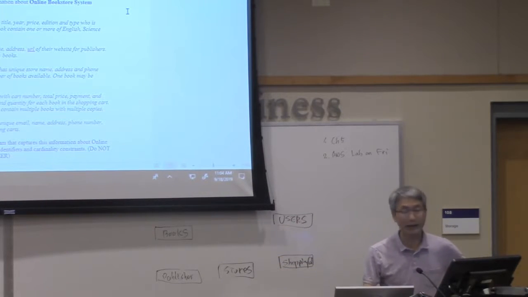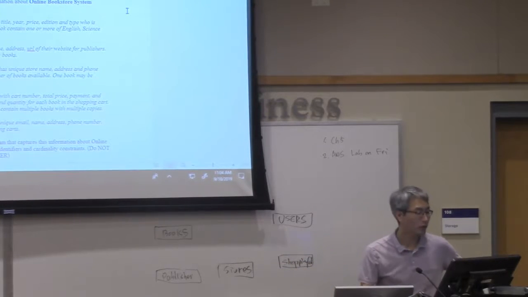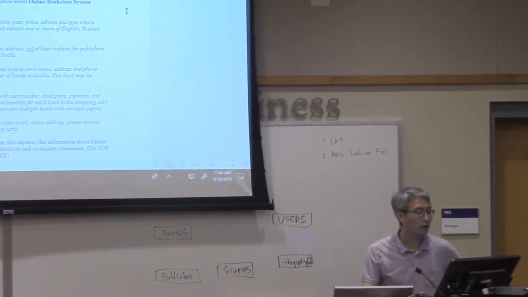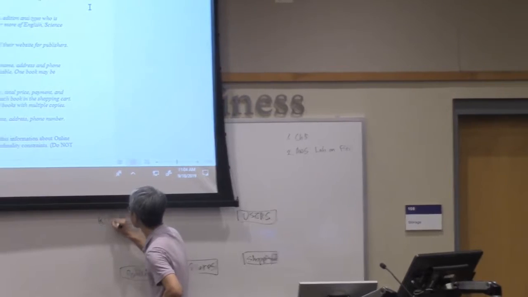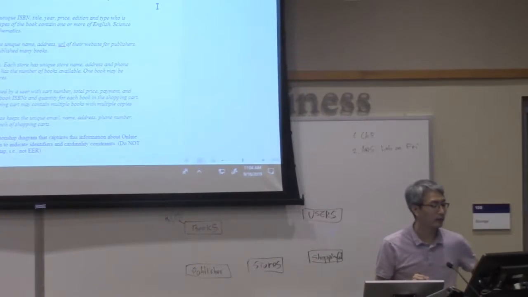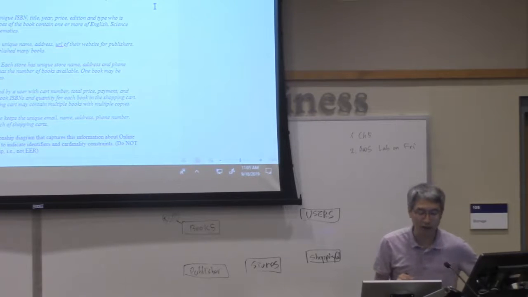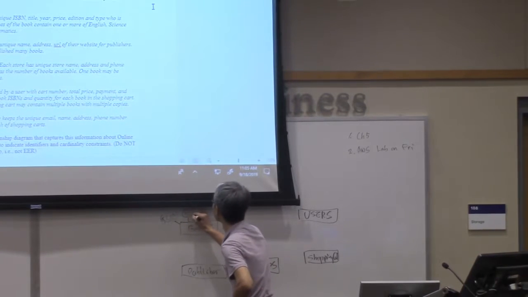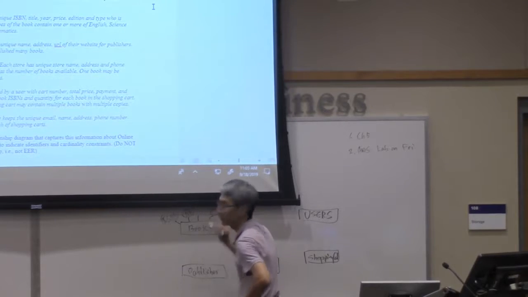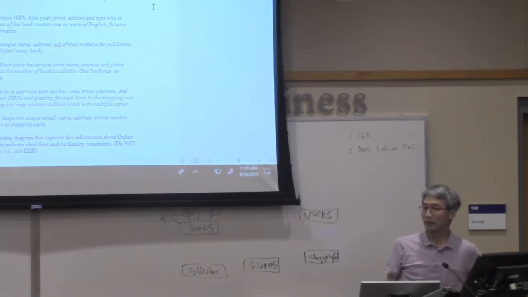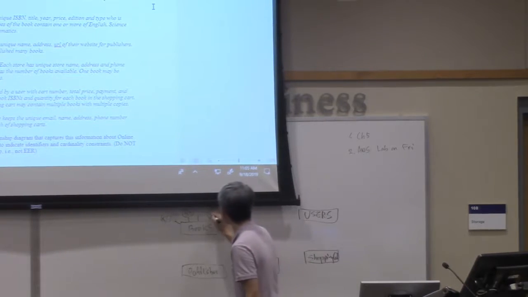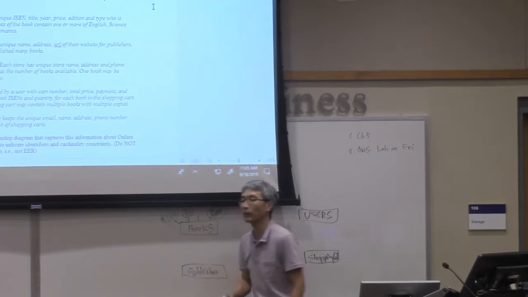So, for example, the next step is the attributes. We can find the attributes of the book. It contains a unique ISBN, which is very nice. Since the ISBN is unique, we can use it as the key attribute, underlined, right? Then the title, year, price, edition, and type. But if you see the next statement, types of book is also one or more, right? Which means it can be multi-valued. So we can have the types as multi-valued.